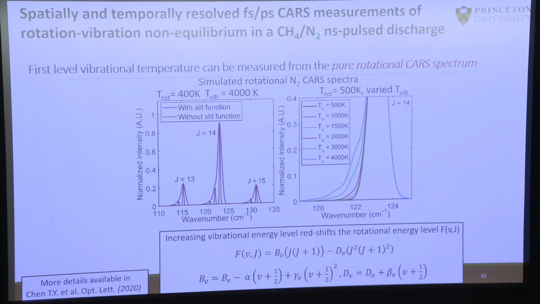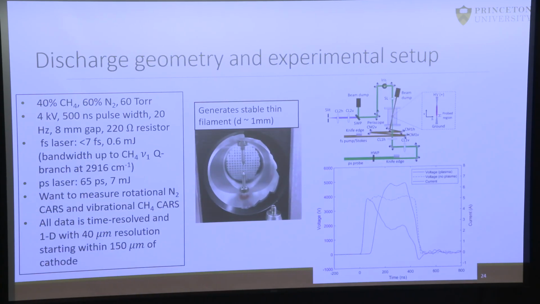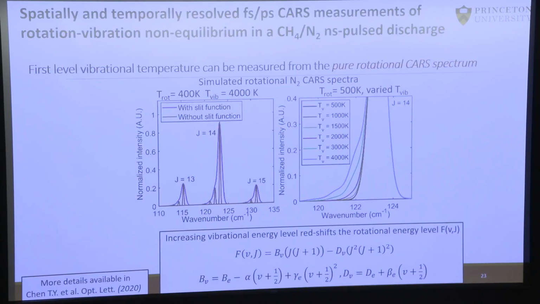So if you use one femtosecond laser and do a rotational CARS, this is the rotational CARS at different rotational levels, and you can see the wing of the rotational level is broadened by the vibrational state. This is caused by the redshift of the high vibrational levels.